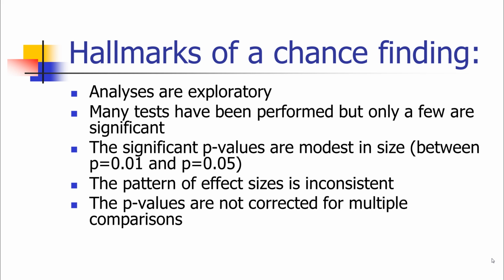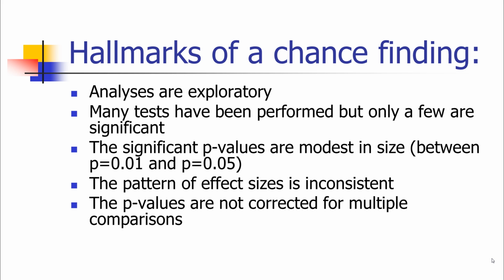Another hallmark is that the significant p-values are modest in size. You have a high probability of just by chance getting p-values between 0.01 and 0.05. But the chance of getting a chance p-value that's less than, say, 1 in 10,000 is very, very small. So very highly significant p-values are much less likely to reflect chance findings, but modest-sized ones are very consistent with chance findings. If you see that the pattern of effect size is inconsistent, as I just mentioned, that would be an indication that something might be a chance finding.